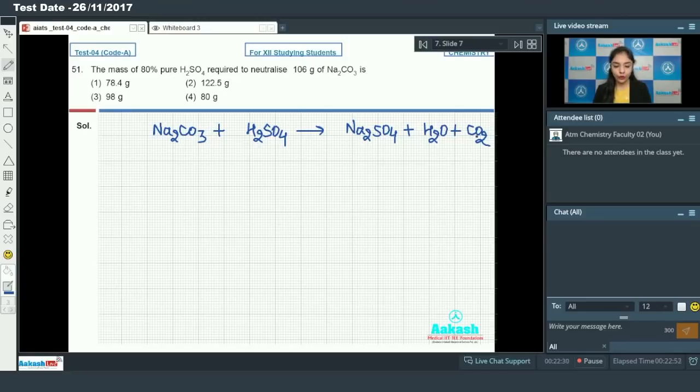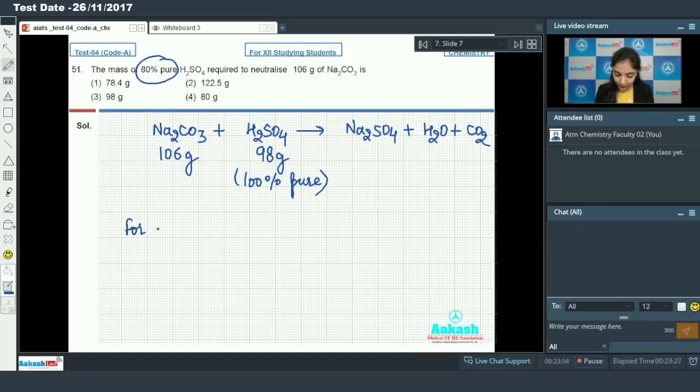So now you can see here that 1 mole of sodium carbonate is reacting with 1 mole of H2SO4. 1 mole of sodium carbonate means 106 gram, as the molar mass of sodium carbonate is 106, and the molar mass of H2SO4 is 98 gram. But it is for a 100% pure sample. So for neutralization of 106 gram, 98 gram of 100% pure H2SO4 is required. But we have to calculate now for 80% pure H2SO4.